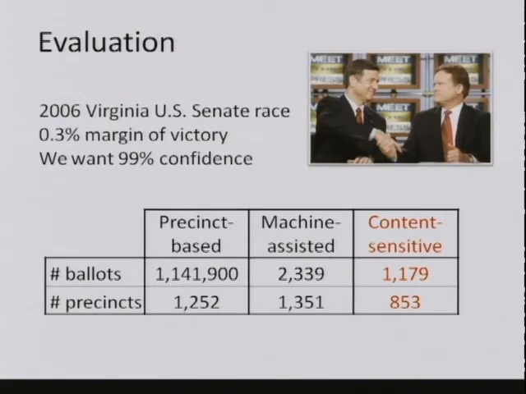Now, if you do this content-sensitive recounting in the Webb-Allen race, you get about another factor of 2 saving, so that you are now hand counting about 1,100 ballots statewide, about a factor of 1,000 better than the precinct-based method that is actually used everywhere, as far as we can tell. And the number of precincts is lower. So by using this content-based method, you need to touch fewer precincts at all, and also touch many fewer ballots than with other methods.